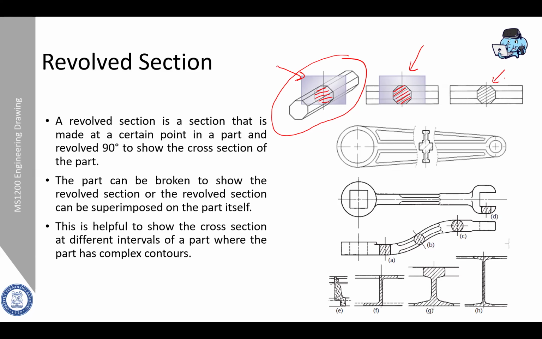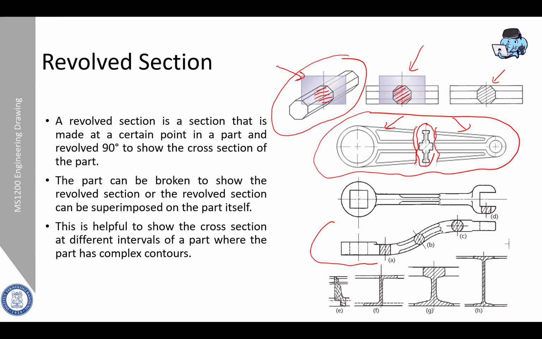Okay. So the part can be broken to show the revolve section, or the revolve section can be superimposed on the part itself. So the next figure here shows you that this part is broken. As you can see, we split this into two parts, left and right, and then in the middle is the revolve section. Or you can superimpose it on the part, like this figure.